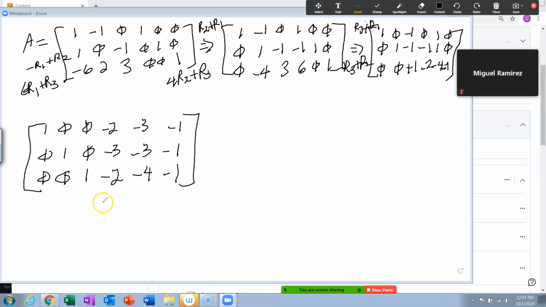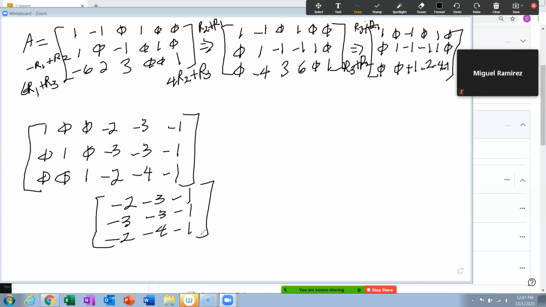Okay, our contention is negative 2, negative 3, negative 1, negative 3, negative 3, negative 1, and negative 2, negative 4, negative 1 should be the inverse of the one we had to begin with. Now that's a bit suspicious, but let's see. Negative 2, negative 3, negative 1, negative 3, negative 3, negative 1, negative 2, negative 4, negative 1. Yes, it is.